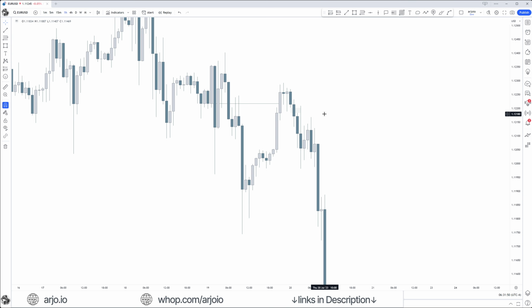Why is time important? Again, it's a very vague concept. A lot of people say time is important. Time is important because time will exactly tell you into which PD array price wants to sting into before we head lower. So what do I mean by that?